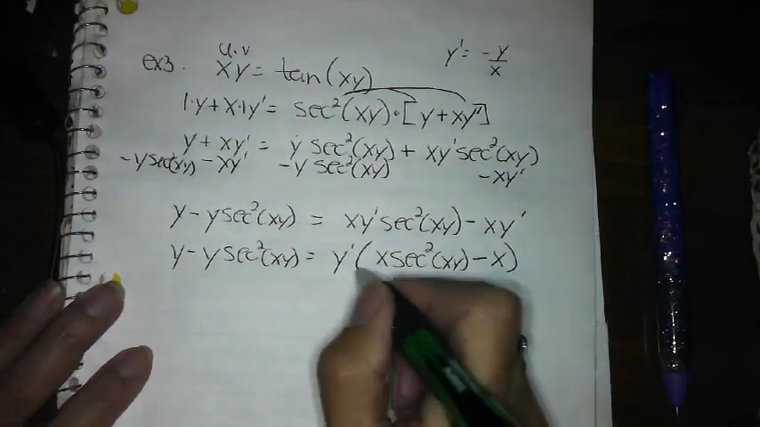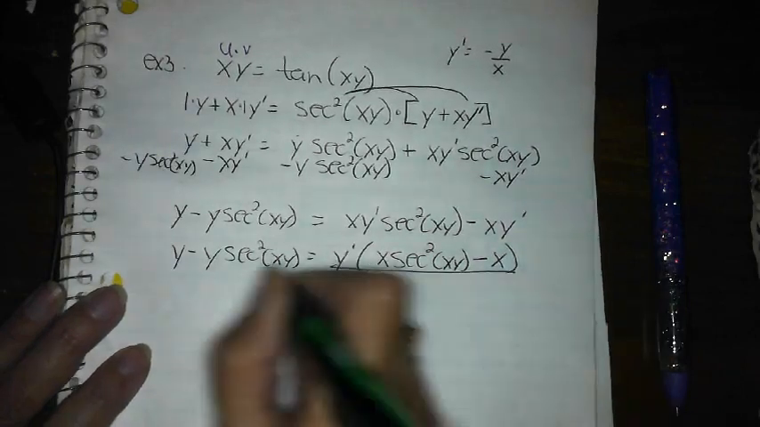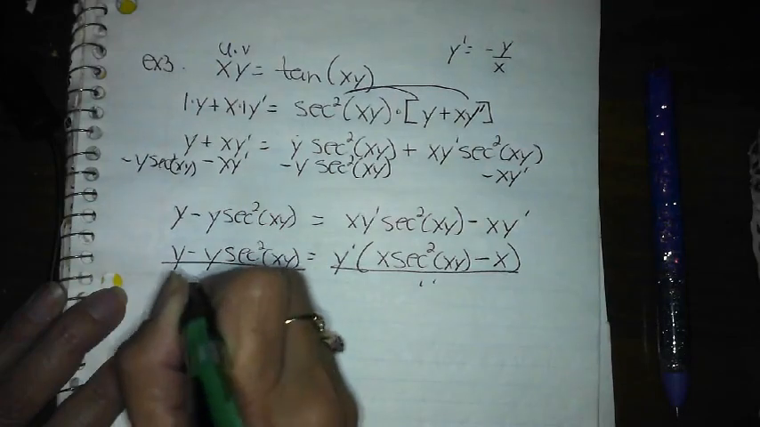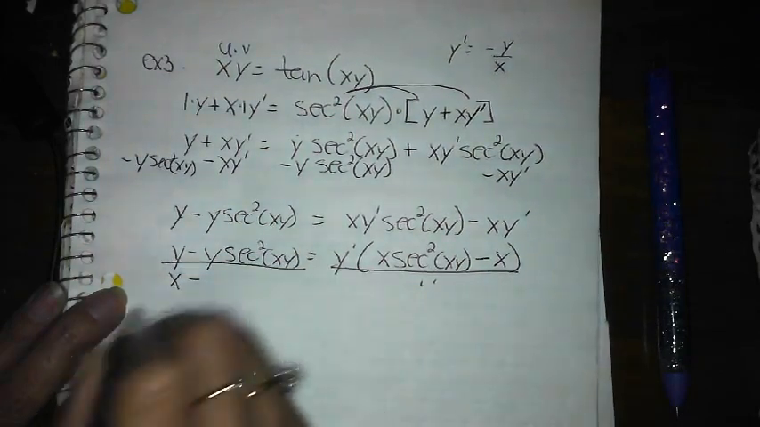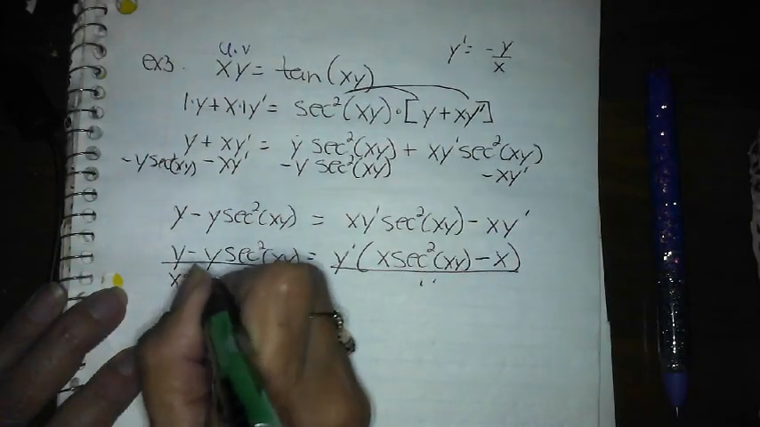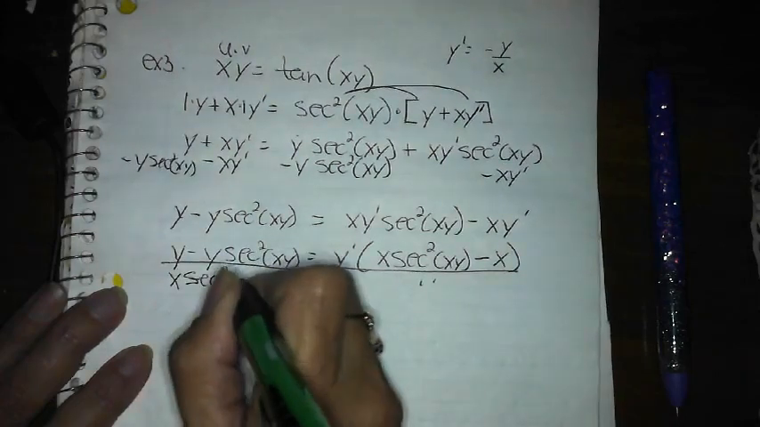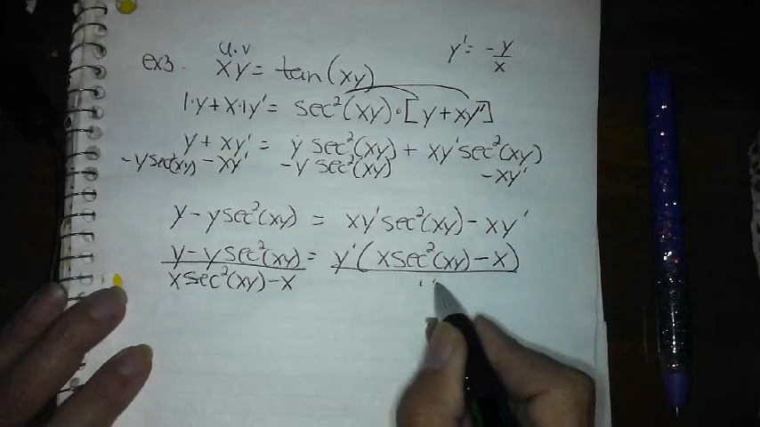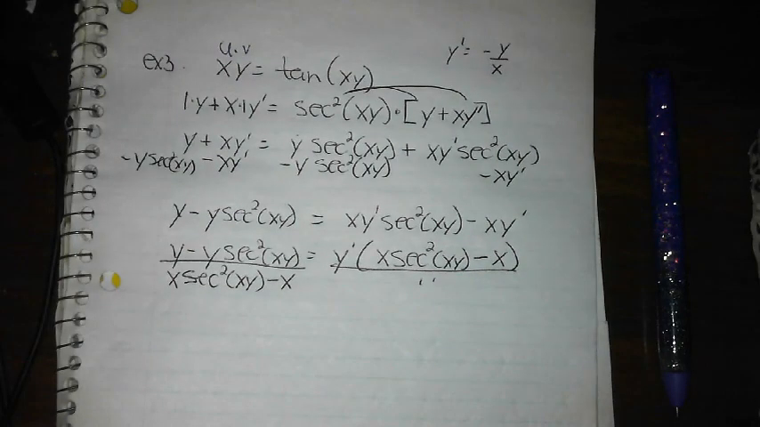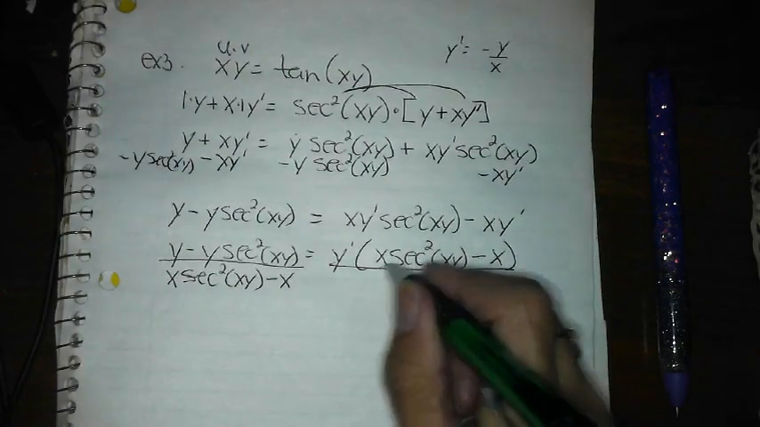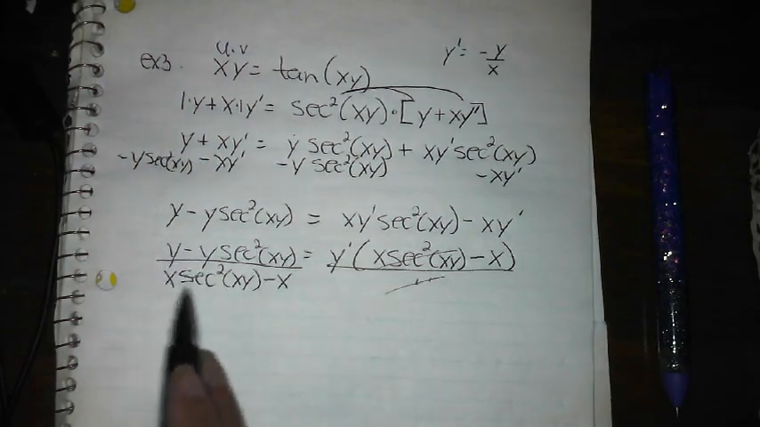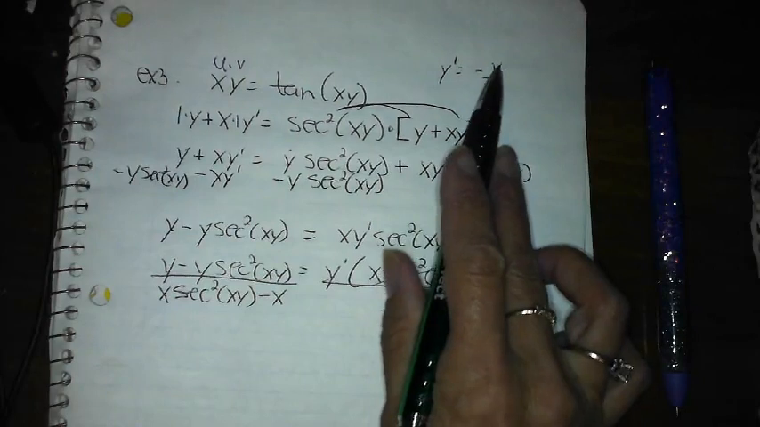Last step is to divide. Well, what appears to be the last step. So we will have an x minus x secant squared xy minus x. I just dittoed it there, save some writing. Okay, I'm done. Maybe. So this y prime equals this ugly fraction. I said I was supposed to get negative y over x.